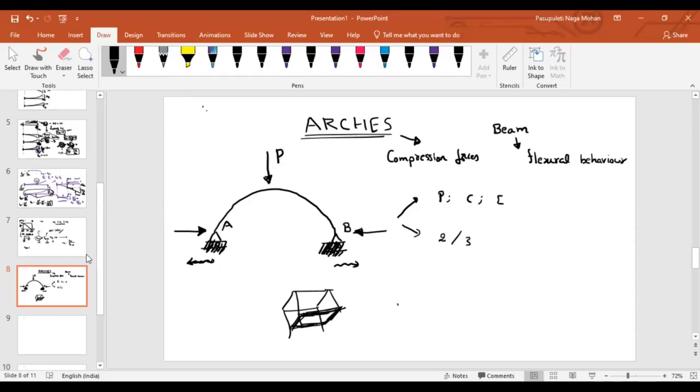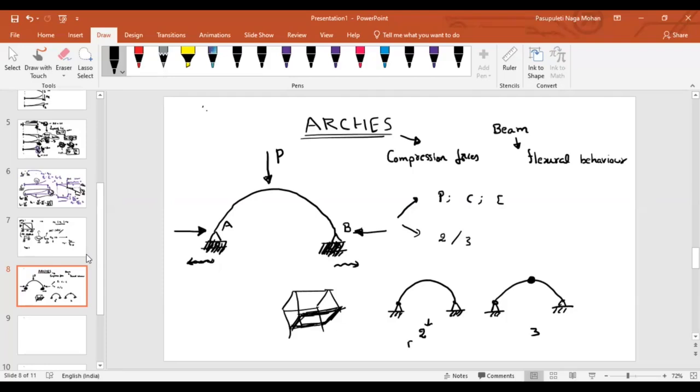First of all, if I say this is my arch, and consider one more arch here. If I place a hinge here, obviously there is a hinge at this point and a hinge at this point. That's why we call it a 2-hinged arch. In this arch, there are 3 hinges, that's why we call it a 3-hinged arch.